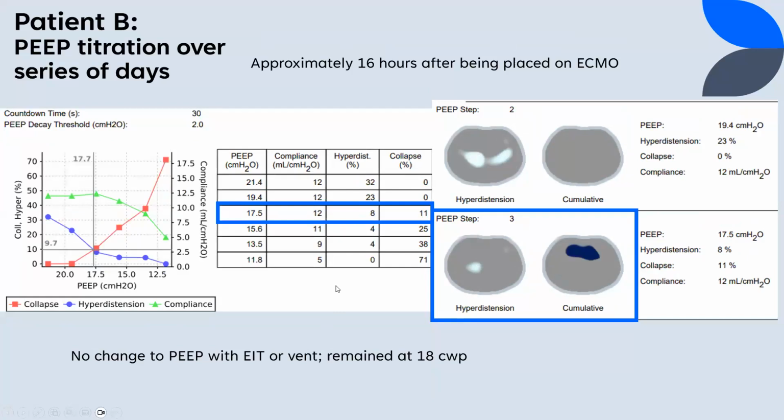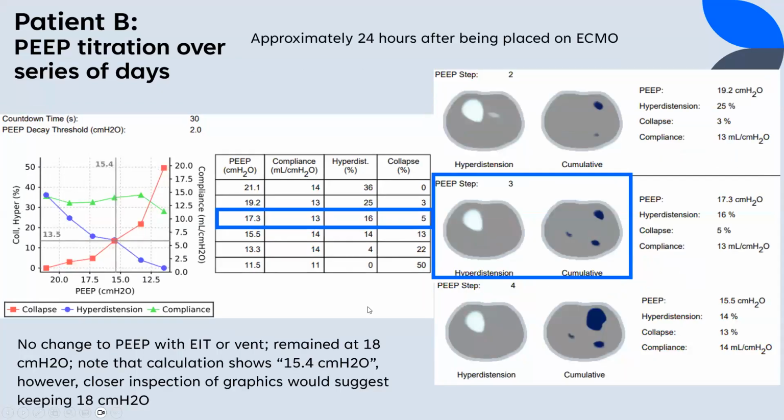This is about 16 hours after being placed on ECMO. Again, no change to PEEP with EIT, and the vent remained on 18 centimeters of water pressure. Again, compliance overall was not great with this patient in the initial day of being placed on ECMO, but I don't expect it to get better from one day of being on ECMO and lung rest. I think most people know with ECMO, it can sometimes be more of a marathon than a sprint. And then you can see that we've lost our hyperdistension. We're just starting to get a little bit of collapse. And so we said, let's stay at 18 here.